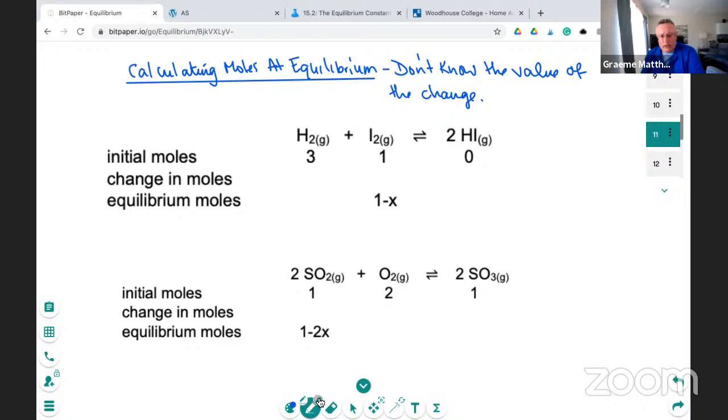Okay. So anyway, again, this is a system that we did last time. It's a favorite of the exam board because hydrogen and iodine give you 2HI. You've got the same number of moles on either side. And so they'll ask you, well, what happens if you change pressure? Well, nothing happens to the equilibrium position if you change pressure because you've got the same number of moles on either side. But here we go.